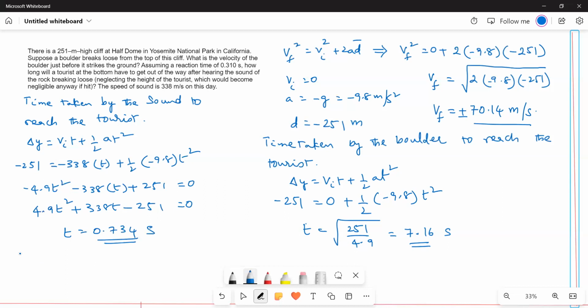So time to escape is given by 7.16 minus 0.3, he gave 0.31, and then the time taken by the sound to reach the ground. How many seconds are given for the tourist to escape? 6.12 seconds.